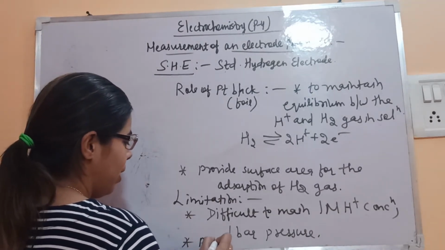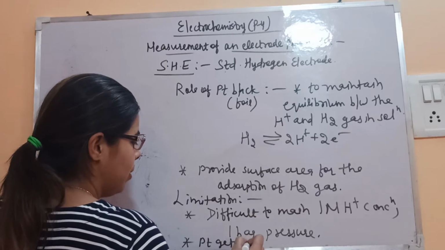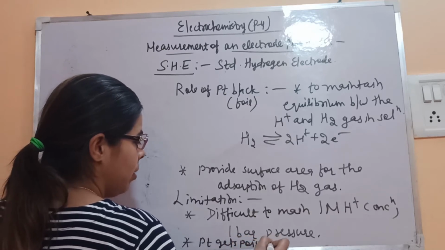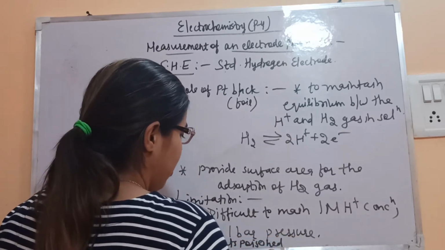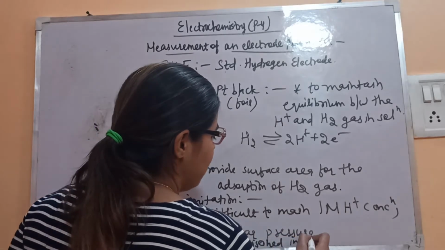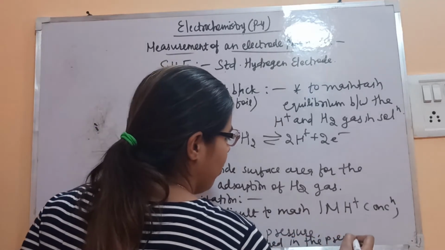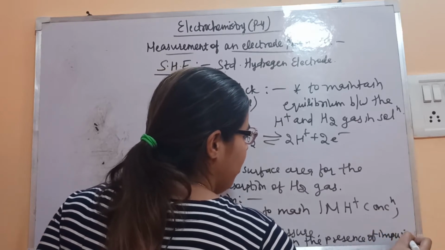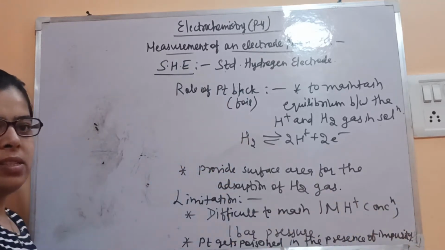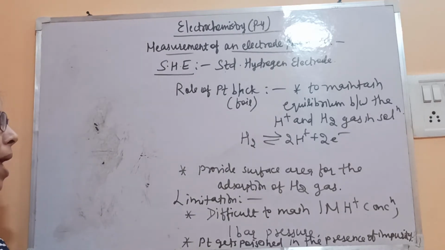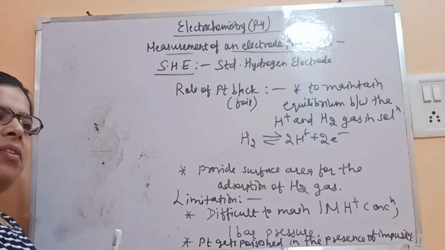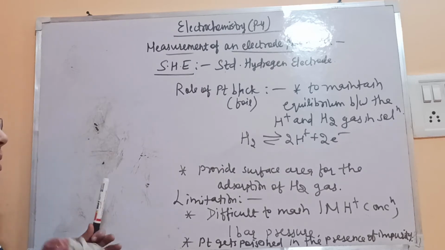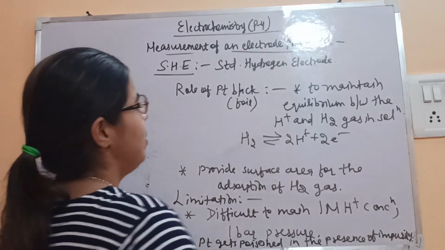So it is difficult to maintain 1 molar H plus concentration and 1 bar pressure, and the platinum that we are using gets poisoned in the presence of impurity. Even small traces of impurity will poison the platinum. It means its activity will get reduced. All these terms, like poison, you will learn in surface chemistry.